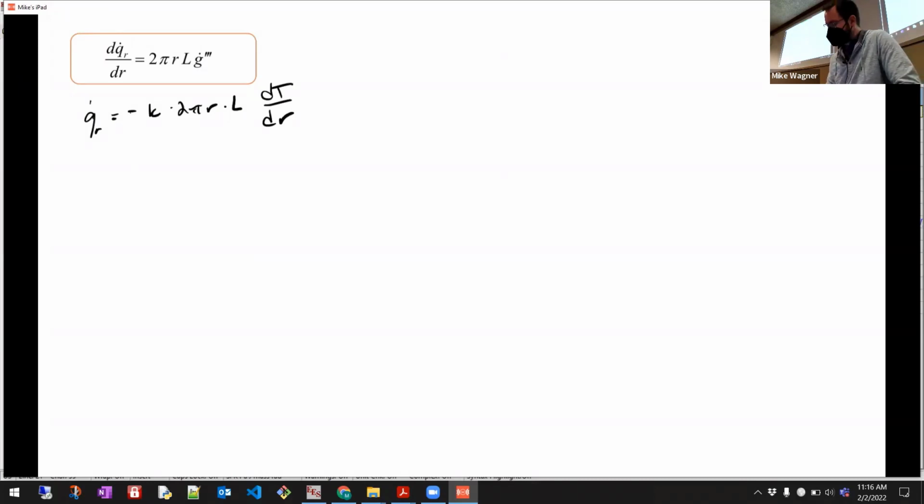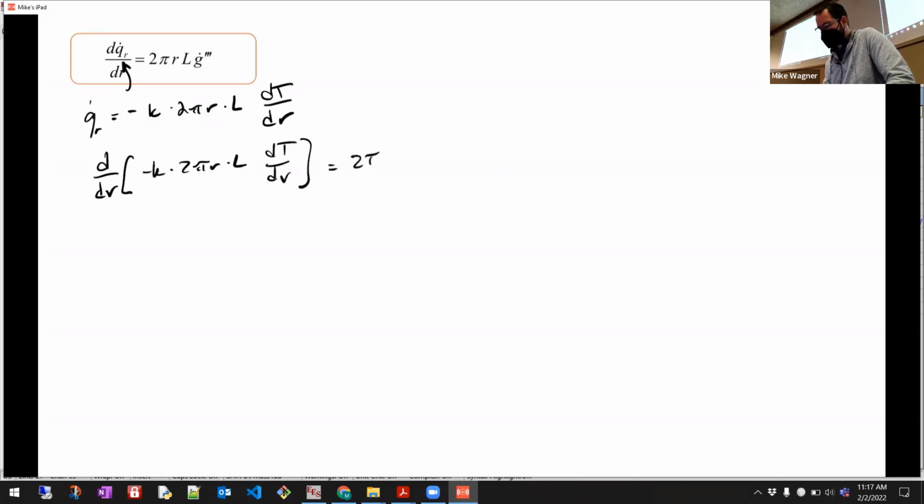All right, so I'm going to substitute that back in up here, and we have then d/dr of this whole thing, minus k times 2 pi r L dT/dr, is equal to our right-hand side, so 2 pi r L g dot triple prime. Okay, I can now cancel out anything that's constant from this. So let's see, I can cancel out 2 pi. I can cancel out L. And I'm left with d/dr.